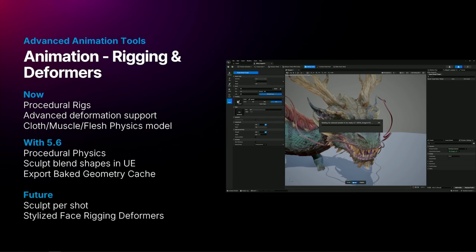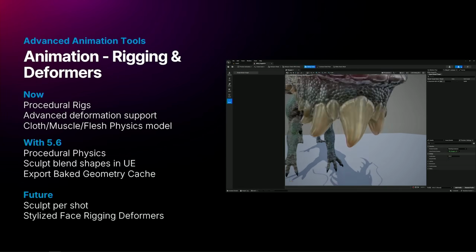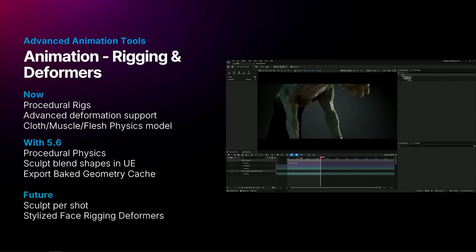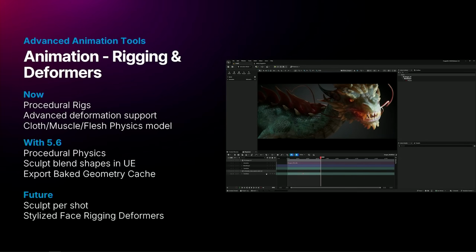Going into the future, the goal is to allow even sculpting per shot, right? And now you're hitting movie quality type pipelines where every mesh has a different deformation even per shot, right? So we want to be able to do that, to really fix up things if you need to on a per shot basis.